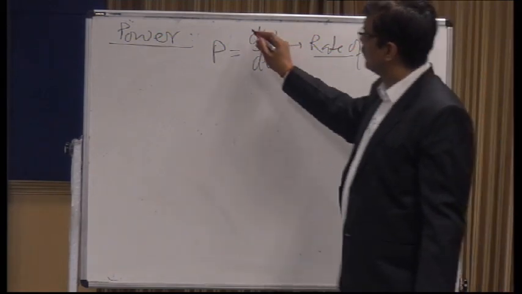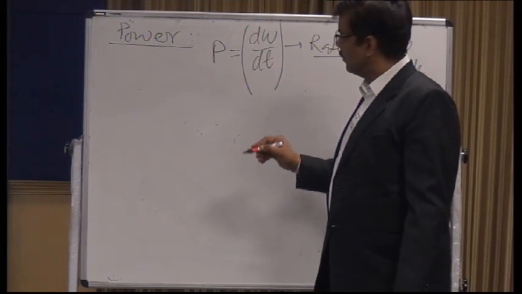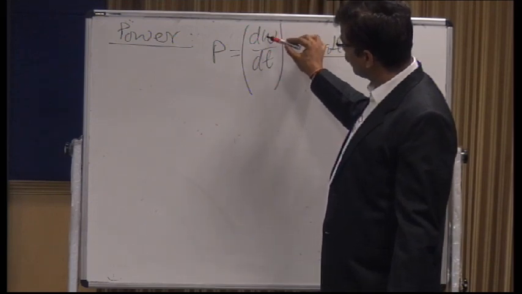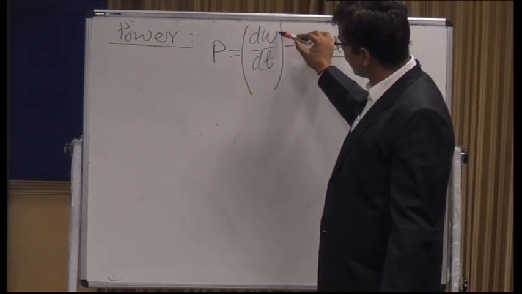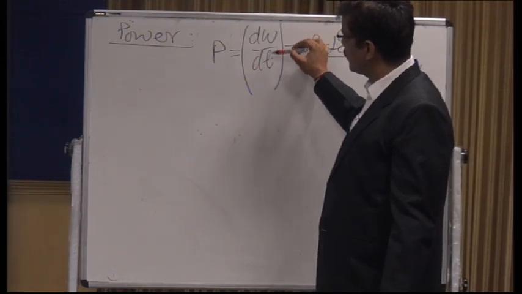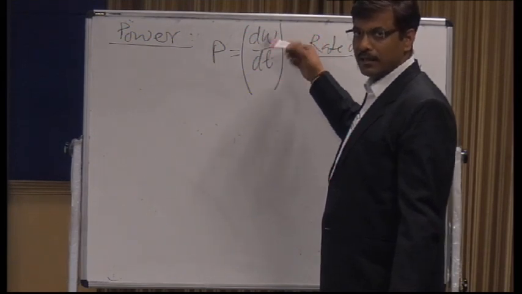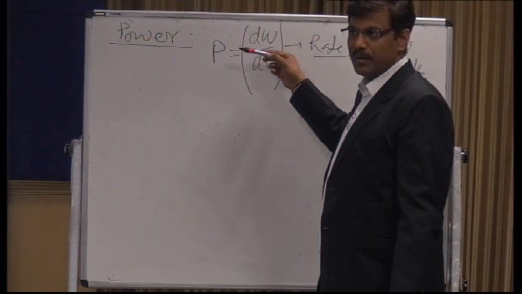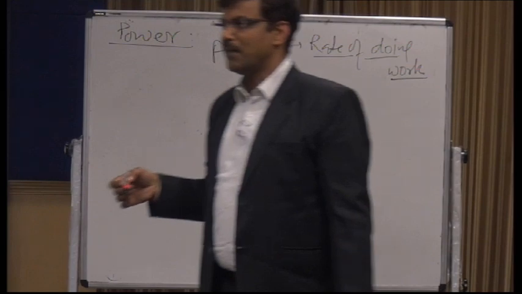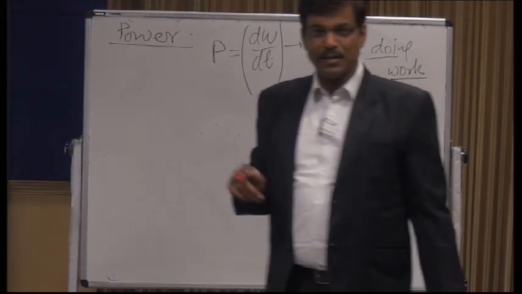Whenever you get a formula, you should always give a little thought to it, because it gives a lot of physics. Look, what is in the numerator? Work. And what is in the denominator? Time. The ratio is more when the numerator is more and the denominator is less. So think in that direction. That means power will be more if more work is delivered in less time. So what is important here? Time as well as work.